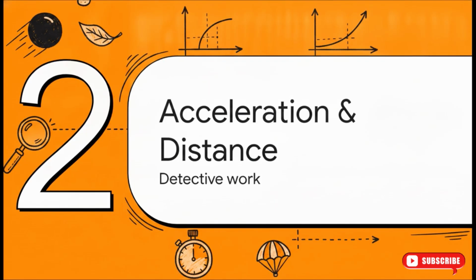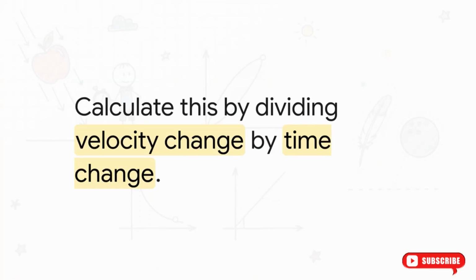Moving right along to section 2. Let's see how this builds into actually calculating how fast we're speeding up and how far we've gone. Time to do a little bit of detective work. The crucial takeaway here is that you can calculate your exact acceleration just by finding the gradient of the line on a velocity time graph.